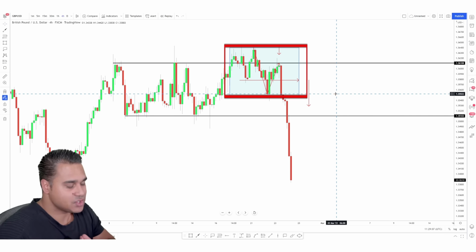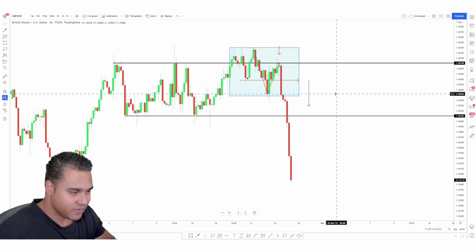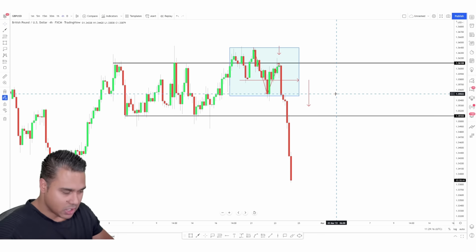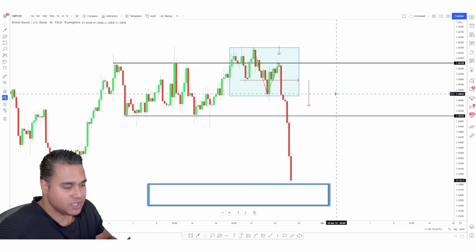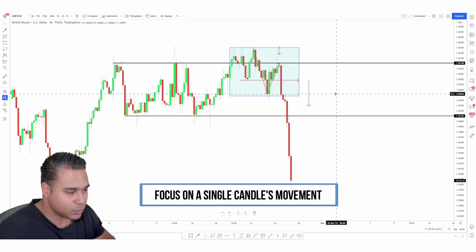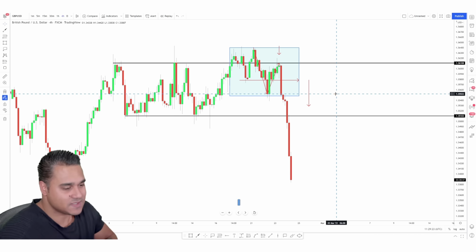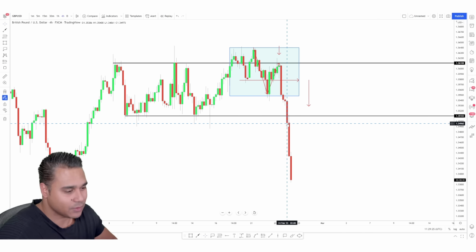And when we have an accumulation of candle formations, things can become very, very confusing. Why? Because of the noise in the markets. So when I trade, personally, what I like to do is simply just focus on a single candle's movement. Now, some of you might be saying, well, how can you get confidence from a single candle's movement?